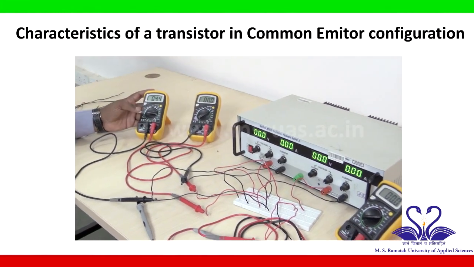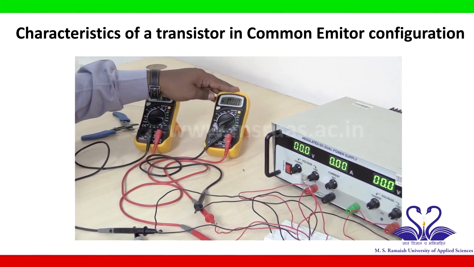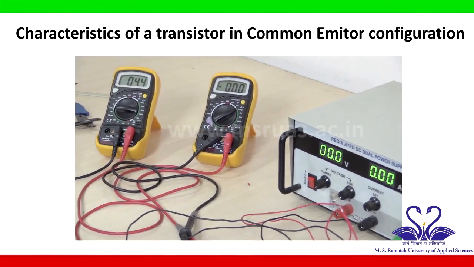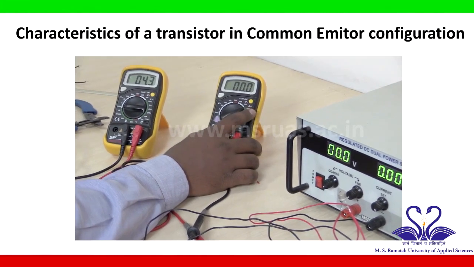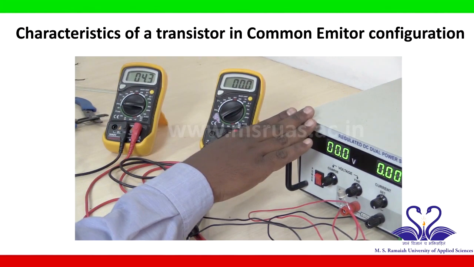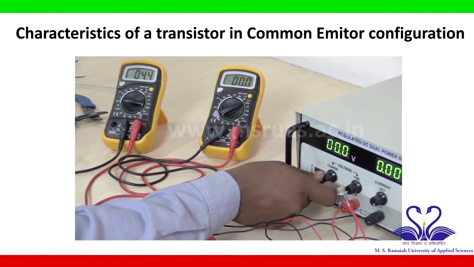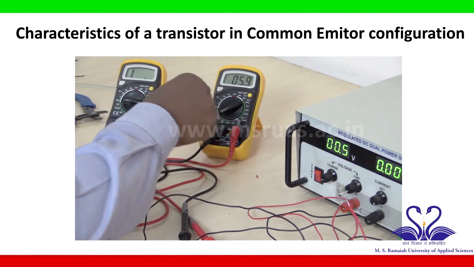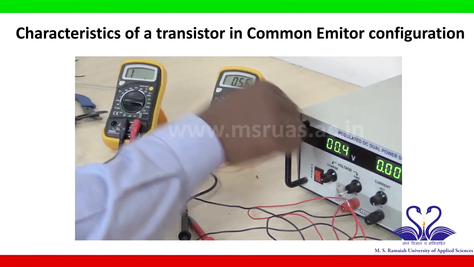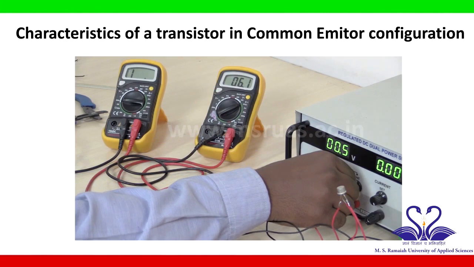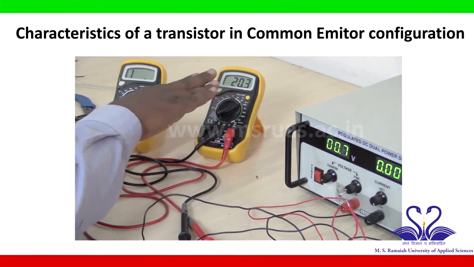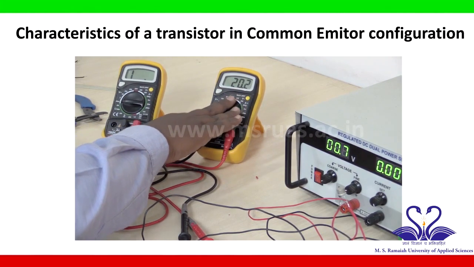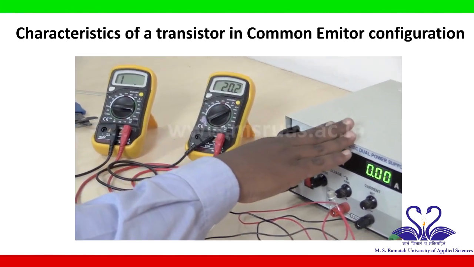Now this is VBE, this is IB. So to draw the output characteristic, I have to set IB as 20 microamps. To set this IB as 20 microamps, I have to change the voltage source VBB. So vary this VBB. Now you can see some current is changing in this ammeter. You set it as 20 micro. So by using this voltage source, I will make it 20. Now I have set IB as 20 microamps. Once you fix the input side current, that is IB as 20 microamps, don't vary the VBB.